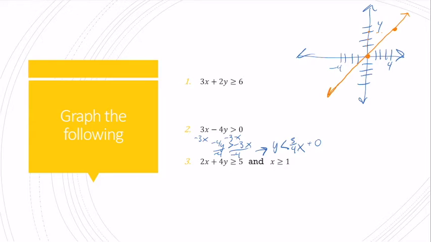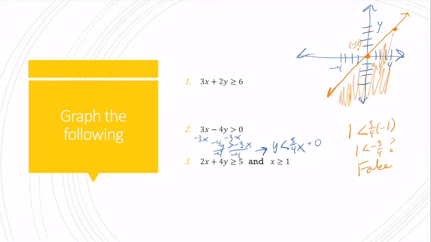Next, I need to pick a test point, but wait, I can't use my favorite test point, which is the origin. So I'm going to pick something else simple that I don't think is on my graph. So I'm going to pick when x is negative 1, y is 1 as my test point. So I'm going to have that 1 is less than 3/4 times negative 1. I get 1 is less than negative 3/4. Is this true? No, this is false. So we aren't going to shade the side containing our test point. We're going to shade the other side.